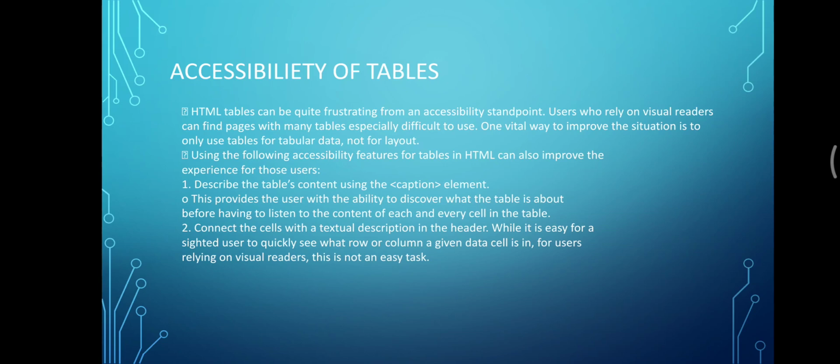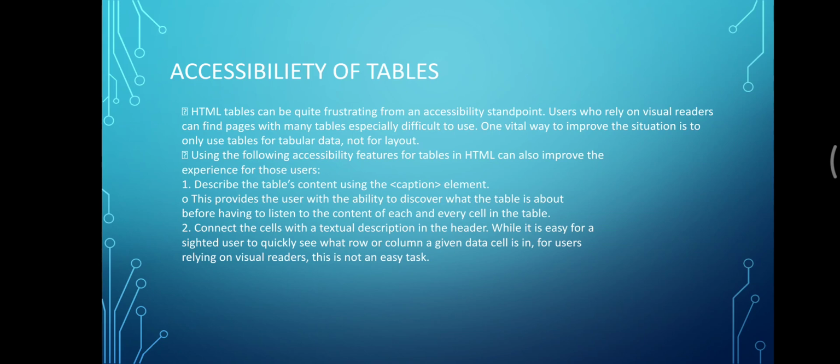It's saying that when we go through accessing HTML tables, there will be multiple tables coming around in the same way, so it's better to use them only for tabular data, not for layout. Using the following accessibility features for tables in HTML can improve the experience for those users. Describe the table content using the caption element. This lets the user discover what the table is about before having to listen to the content of each and every cell in the table.